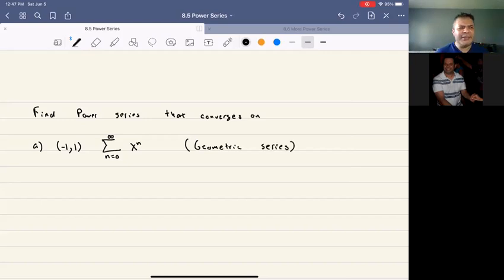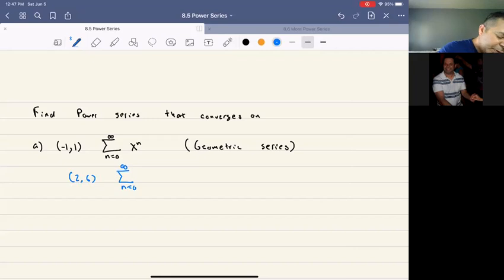Let's say I gave you the interval 2, 4. Actually, no, let's go even bigger. Let's go 2, 6. Well, that means this has a radius of convergence of 2, right? Because there's 4 between them. So if I wanted to find a power series that converged on 2, 6, I could do the same sort of thing.